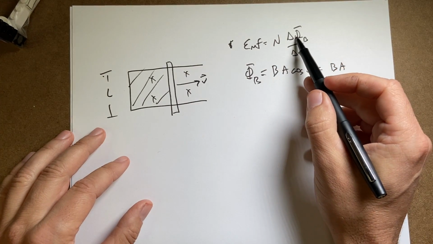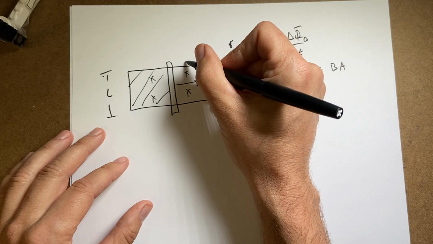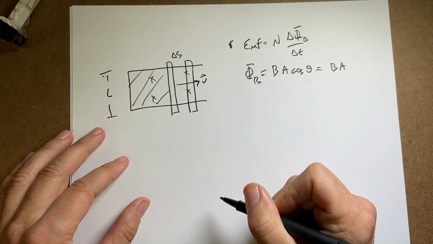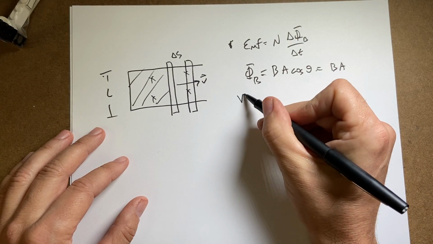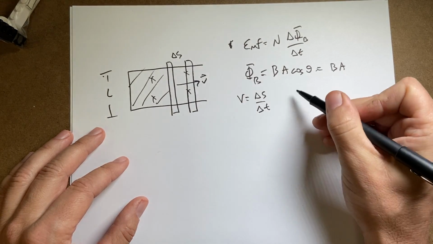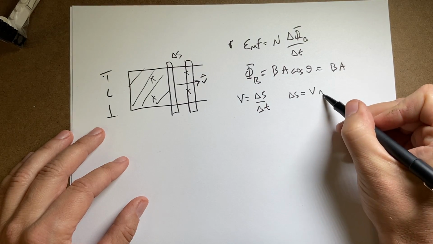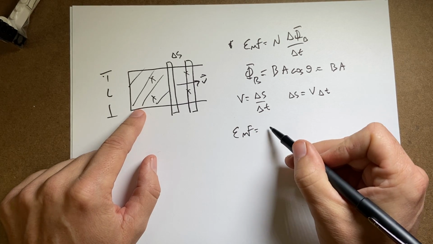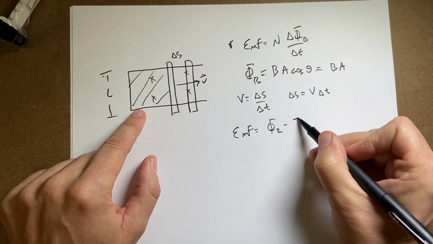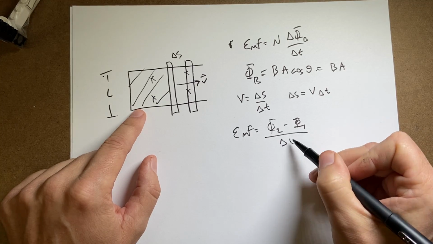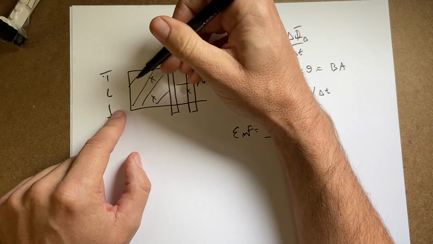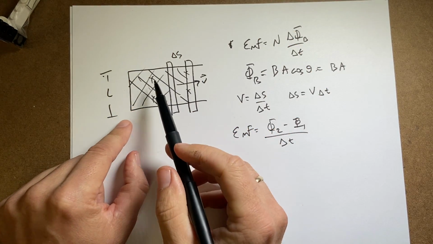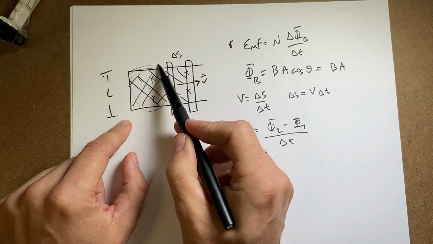Okay, but I need to find the change in flux. So let's imagine some short time interval, and this bar has moved over here. It moved a distance delta S. I know that if it's moving at a constant velocity, v is delta s over delta t, so delta s is going to be v delta t. So now I need to find the change in flux. EMF is going to be flux 2 minus flux 1 over delta t. So this is flux 2. Let me draw it like this. It's this area, and flux 1 is that area. So this is flux 1, and this is flux 2.